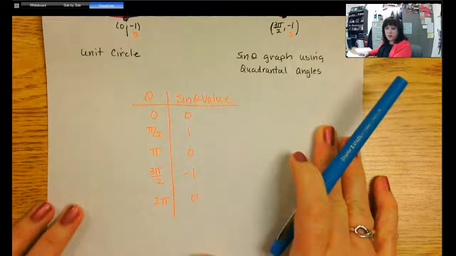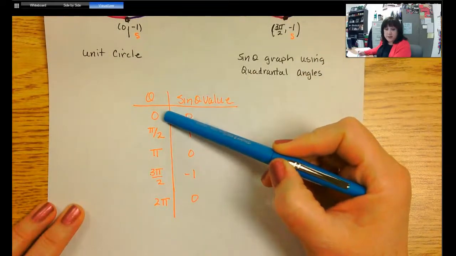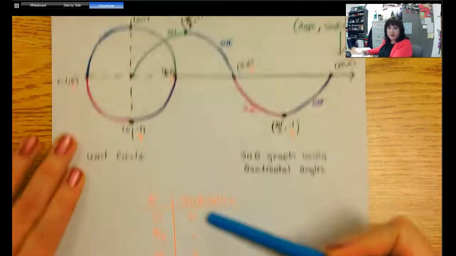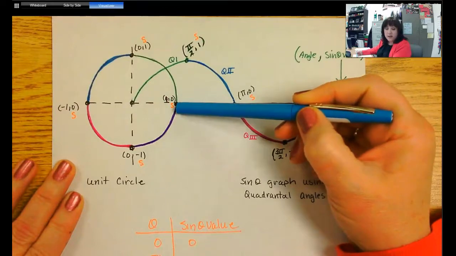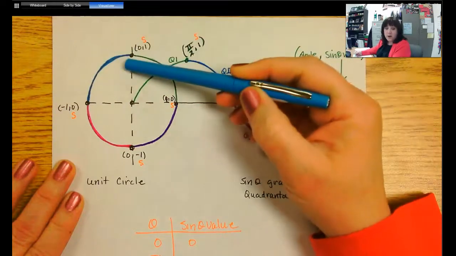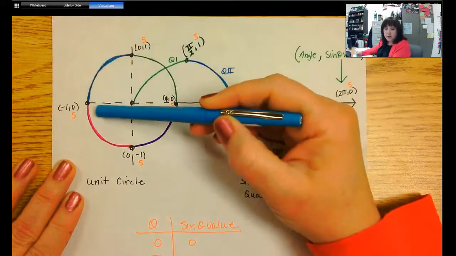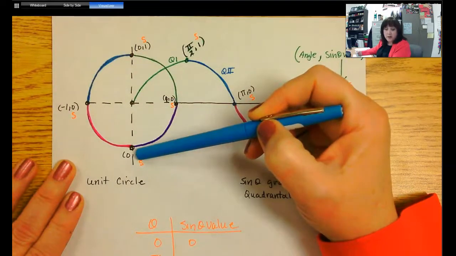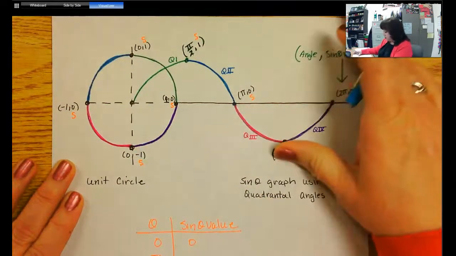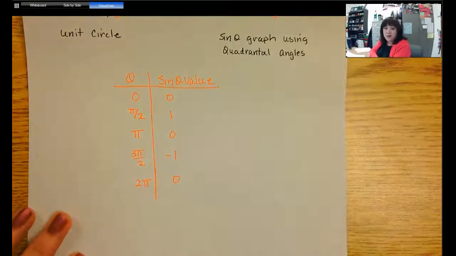The parent function points for this sine graph would be the angle, which in this case would be 0, and the sine value of that angle. So if I'm at 0, I'm right here, and the sine value is the second coordinate, which is 0. If I'm up here where my angle is pi over 2, the sine value is 1. If I'm over here where my angle is pi, then my sine value is 0. And if I'm down here where my angle is 3 pi over 2, then my sine value is negative 1. And then all the way back around to 0. So that's my parent function points for sine.